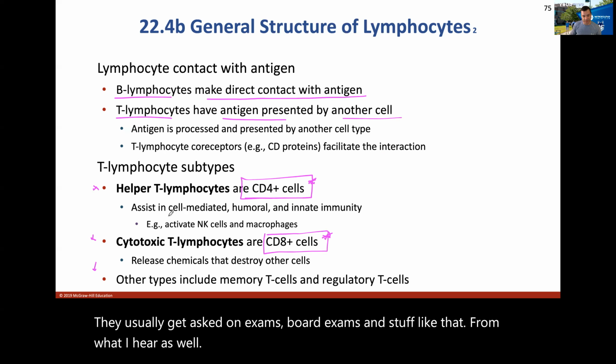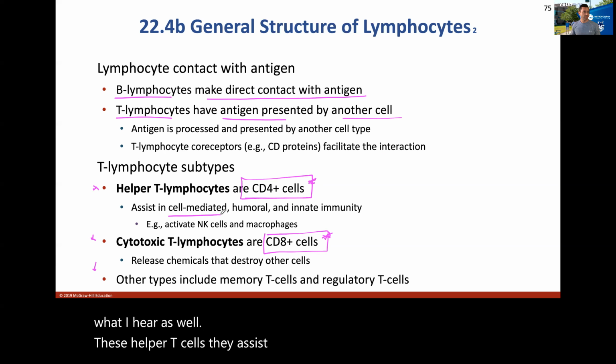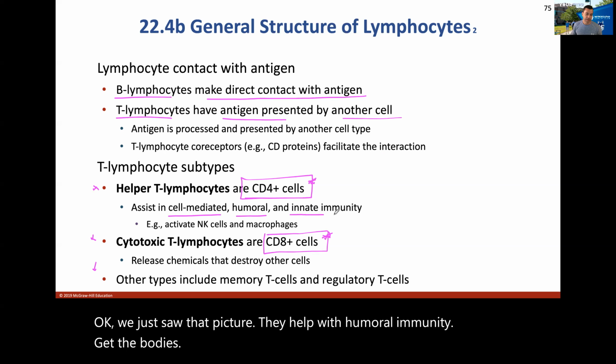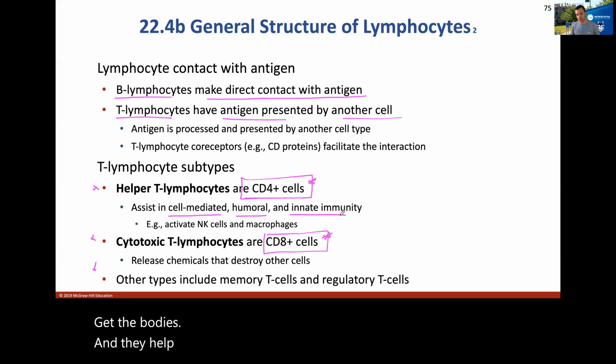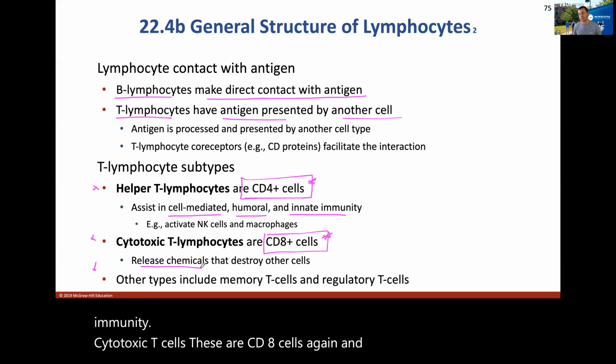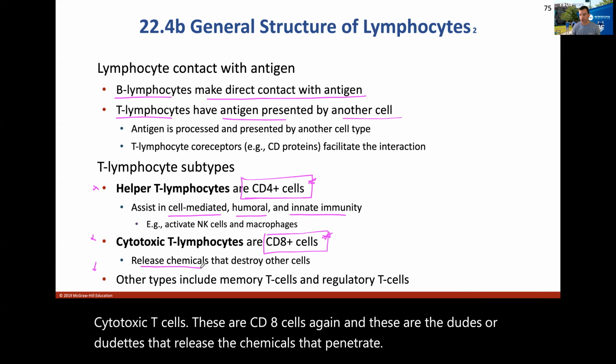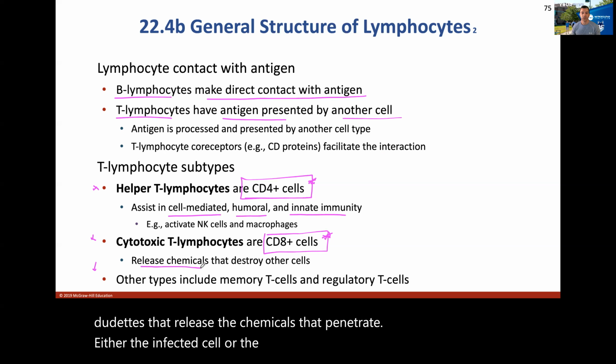These helper T cells assist in cell-mediated immunity. Okay, we just saw that picture. They help with humoral immunity, antibodies. And they help with innate immunity. So they help with all aspects of immunity. Cytotoxic T cells, these are our CD8 cells again, and these are the dudes or dudettes that release the chemicals that penetrate either the infected cell or the foreign invader and destroy it. Digestive enzymes that just cause destruction.